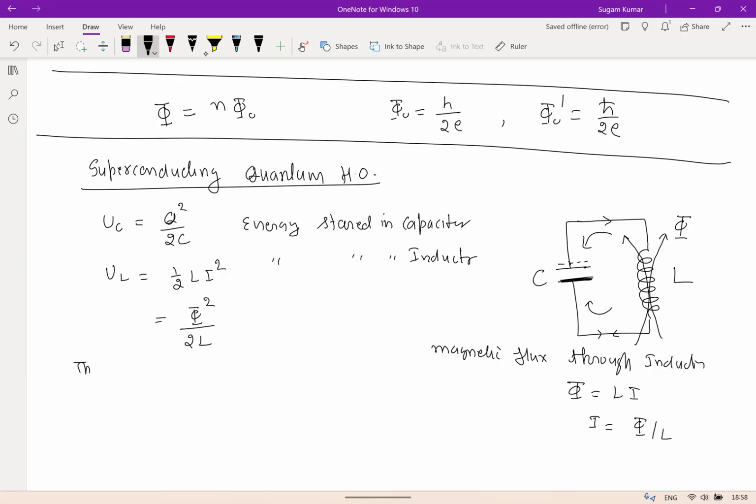So the total energy of the LC circuit, let's call it U total, is going to be the electrostatic energy, the energy stored in the capacitor, plus the energy stored in the inductor, nothing but Q square upon 2C plus phi square upon 2L.